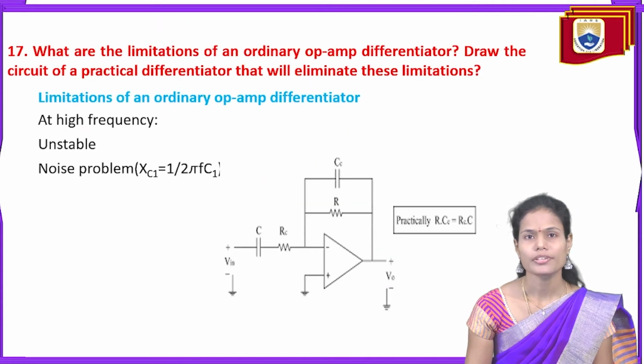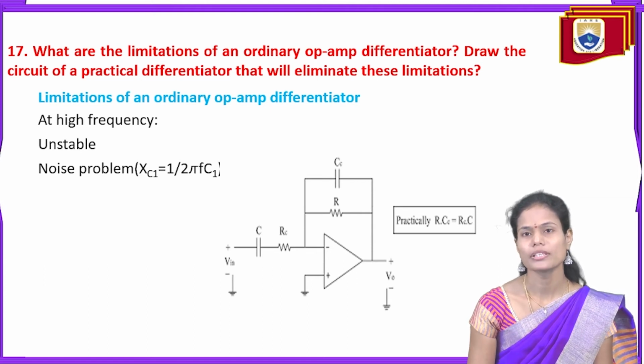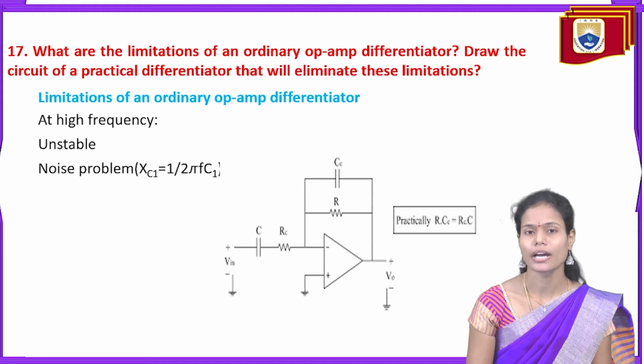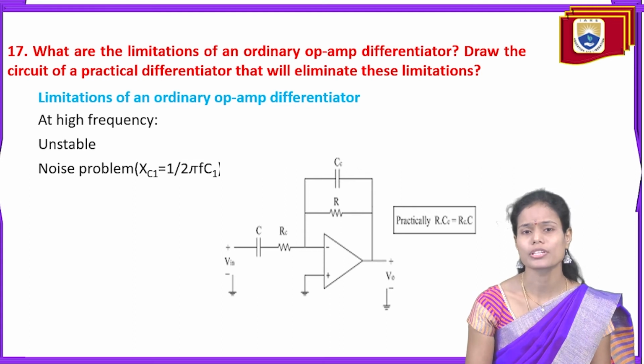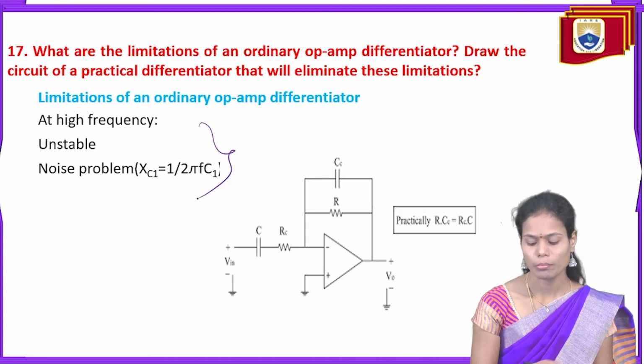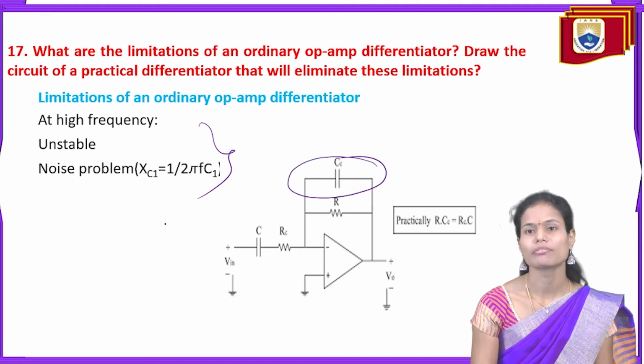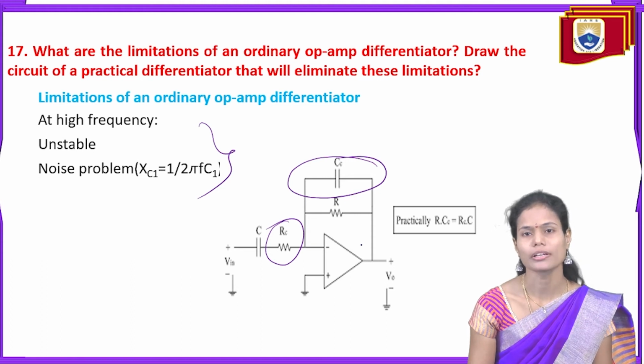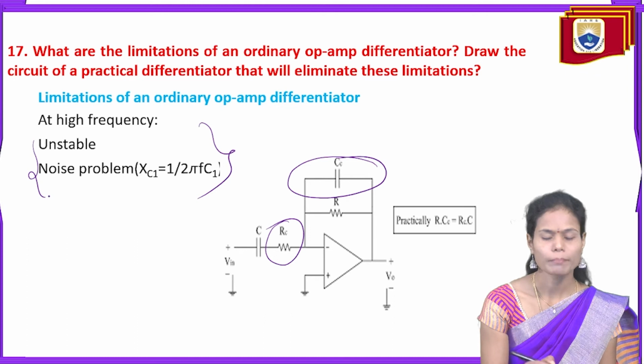And next one is, what are the limitations of an ordinary op-amp differentiator? Draw the circuit of practical differentiator that will eliminate these limitations. So here limitations of the normal op-amp differentiator is at high frequency signals. When we apply the high frequency signal, it will become unstable and it will lead to the noise problem because of the reactance of the capacitor here. So in order to overcome that problem, we are adding one capacitor in the feedback and one resistor in the inverting terminal of the operational amplifier to nullify these particular problems here.